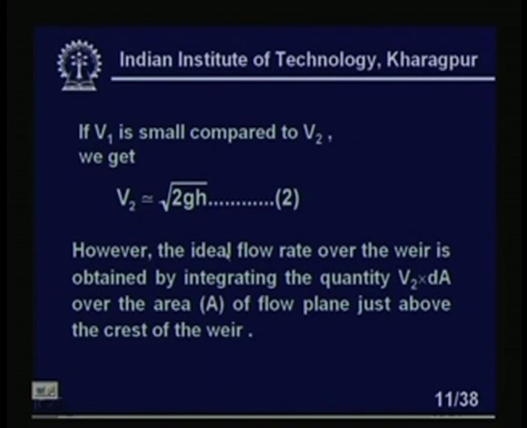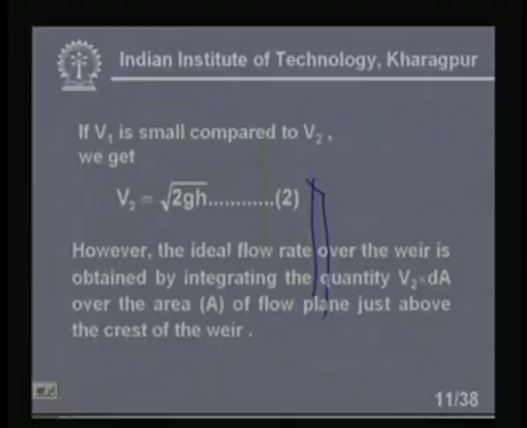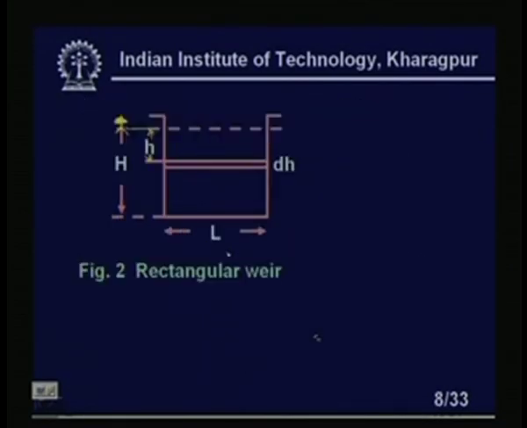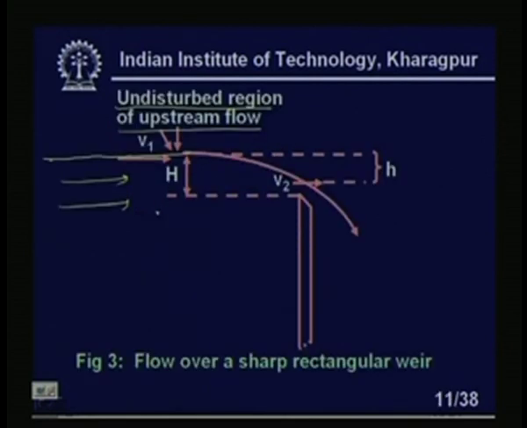However, the ideal flow rate over the weir is obtained by integrating the quantity V 2 into dA. What is dA? Over the area A of the flow plane just above the crest of the weir. dA is actually dH multiplied by L. So, dH multiplied by L will be the dA, and we will integrate over the height H. Okay. So, we will get the total flow rate.